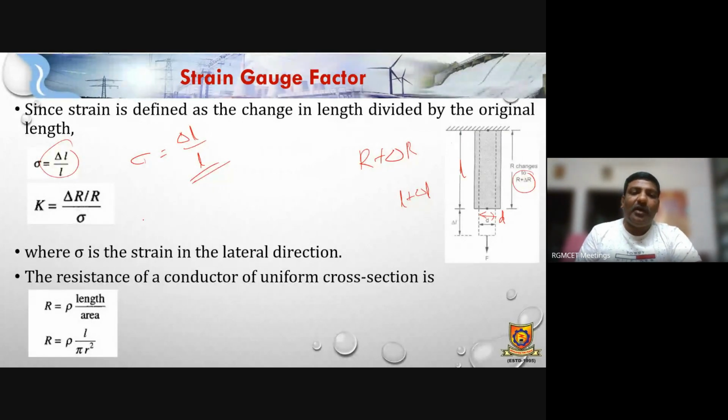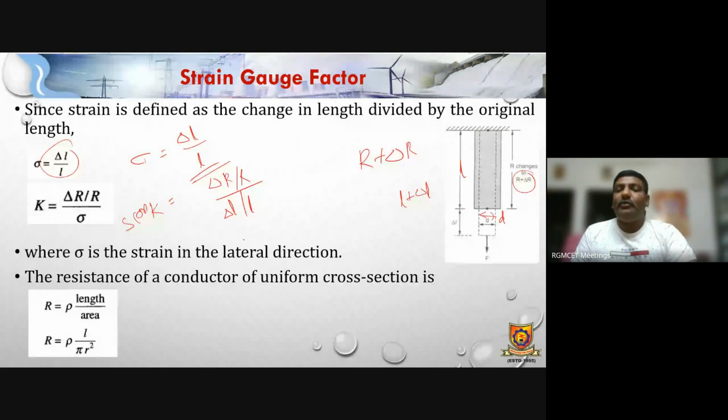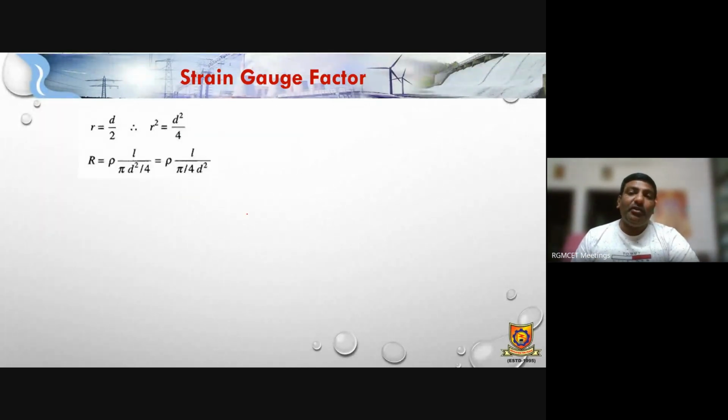So from the formula, K or S equals delta R by R divided by delta L by L: the change in resistance with respect to resistance and the change in length with respect to length. These are the factors we are going to calculate. Here delta is the strain in the lateral direction, the horizontal one. Whenever you apply a certain amount of force, how will the radius change? Radius is d by 2, so area is d square by 4, because it is a conductor size.